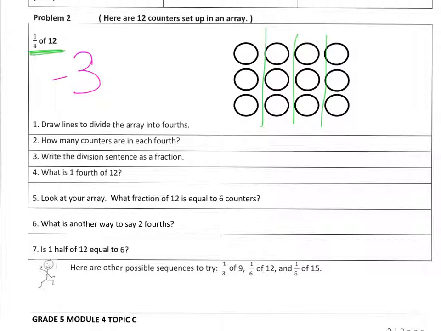So how many counters are in each fourth? That's again a 3. So write the division sentence as a fraction. Instead of 12 divided by 4, we're going to say 12 times 1/4. So what is 1/4 of 12? Once again, 3.